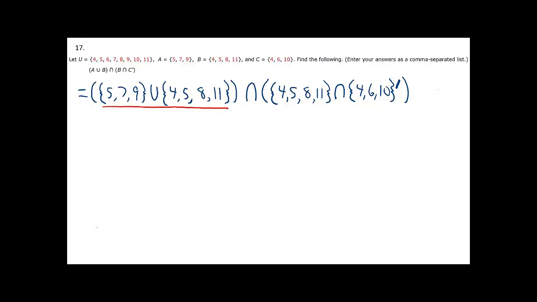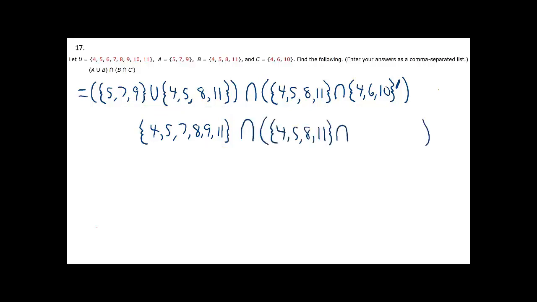Moving back to the left side, I want to do the union of the set containing 5, 7, and 9 and the set containing 4, 5, 8, and 11. Now remember, with union, if it gets listed in either place, it goes into the union. So you have a 5, you have a 7, you have a 9, you have a 4, you have an 8, and you have an 11. I put them in order, 4, 5, 7, 8, 9, 11, but they don't have to be in order.